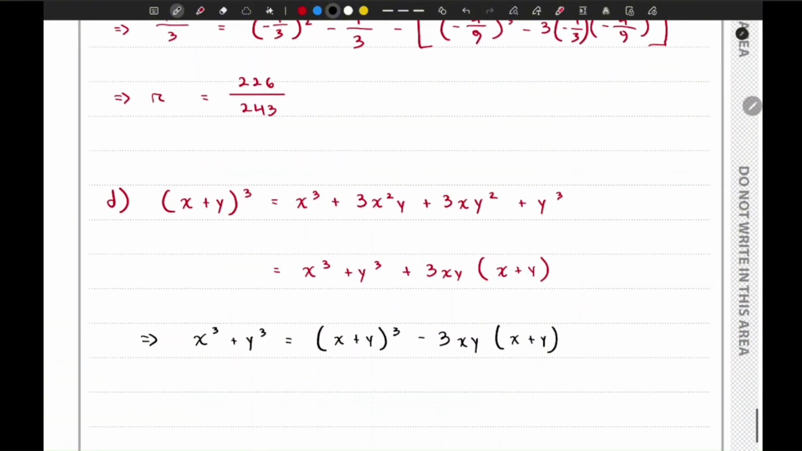And that is it for this question. This was the last question of the paper.